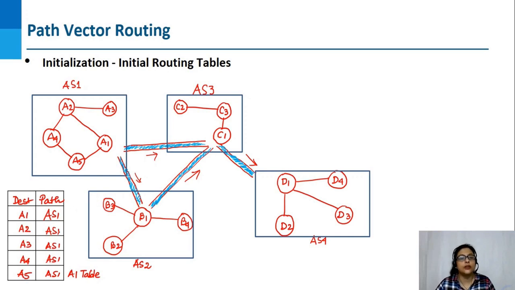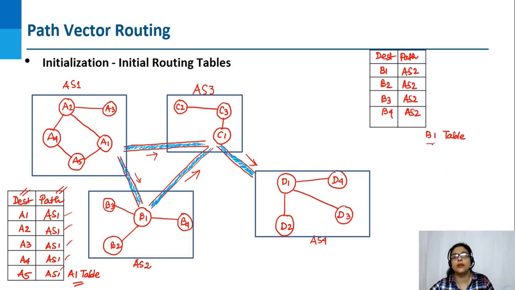So what is the initial routing table for A1? The routing table consists of the destination and the path. Here no metric, that is cost or hop count, is given, as we have seen for intradomain routing. So what are the destinations? Possible destinations for A1 can be A1, A2, A3, A4 and A5. Because it has no information of other autonomous systems unless and until it gets the sharing information and updates the routing table. So initially it knows only its immediate neighbors of its own autonomous system, and it gives the path, so it can go via this path, so autonomous system 1.